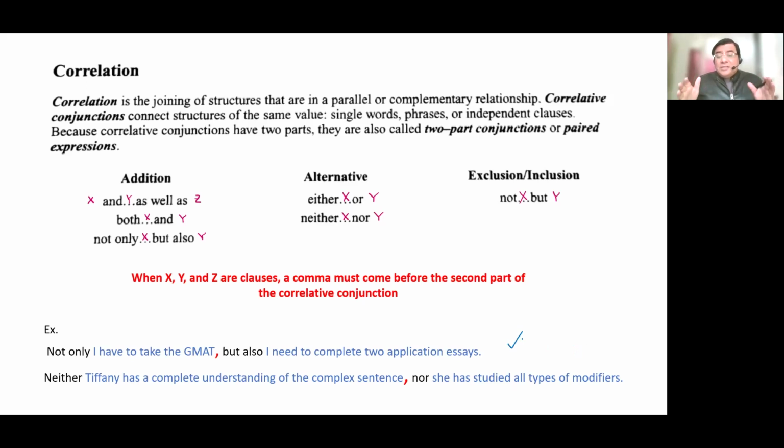Not only do I have to take the GMAT, and you can see the comma, but also I need to complete two application essays. And in the second example, we see neither Tiffany has a complete understanding of the complex sentence, comma, nor she has studied all types of modifiers. So a comma is needed when we use these correlative conjunctions to put together clauses, right? So these two last examples are also examples of compound sentences using correlative conjunctions.